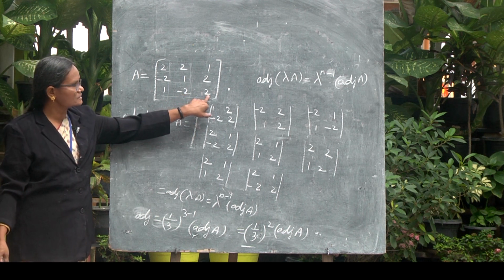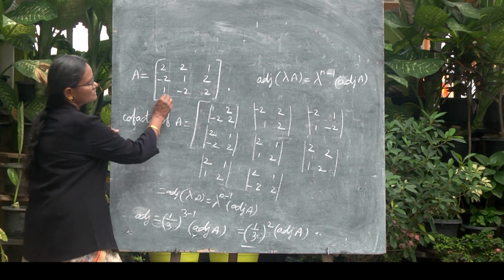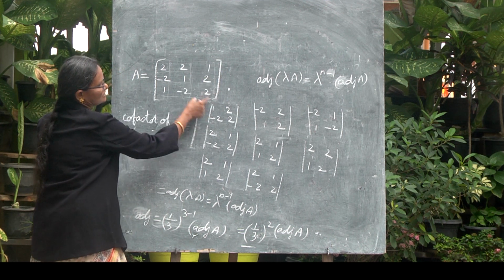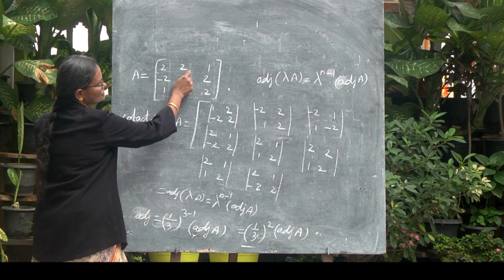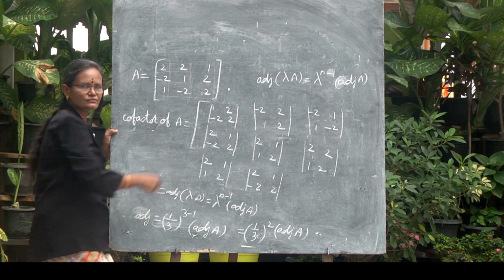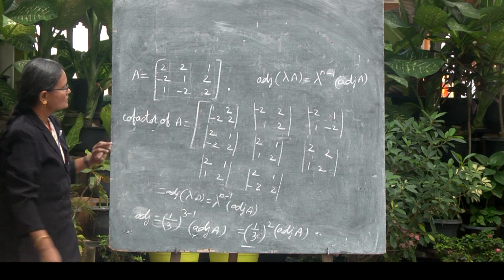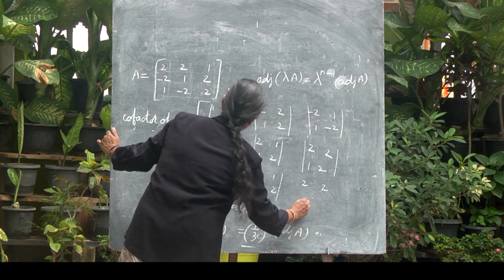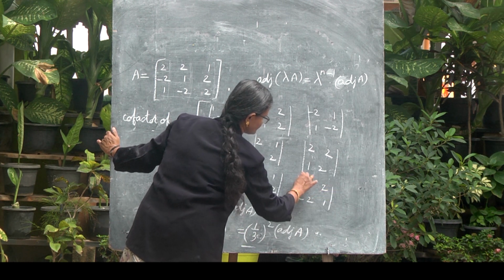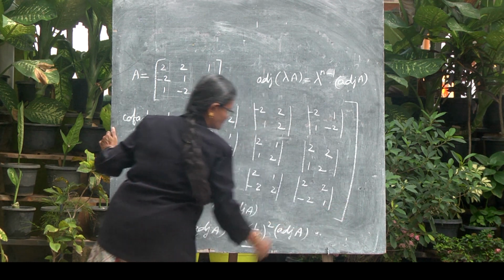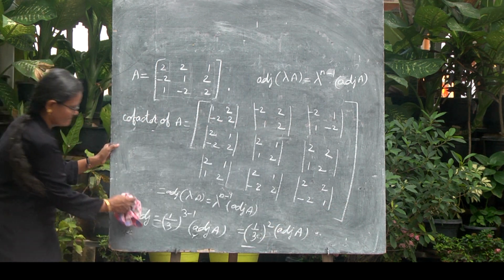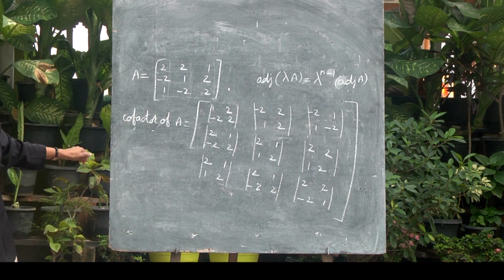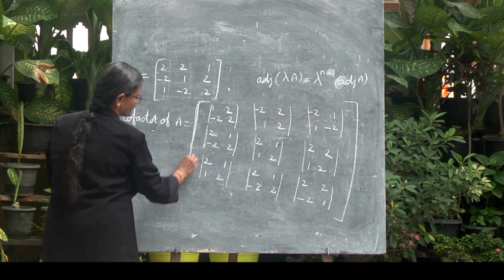The last element 2, the position of 2 is third row, third column. Ignore that, third row and the third column. What are the remaining elements here? 2, 2, minus 2, 1. This is the minor of 2. Minor of 2 is 2, 2, minus 2, 1, covered within the square bracket.